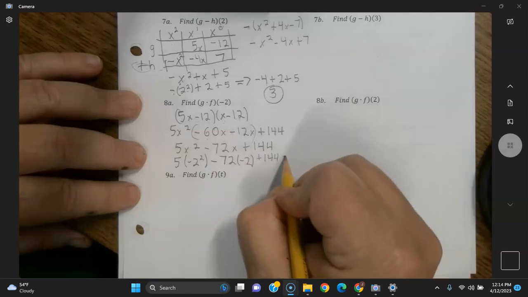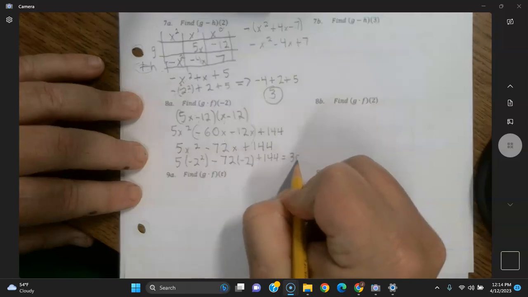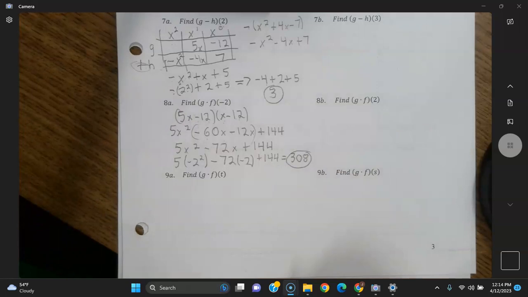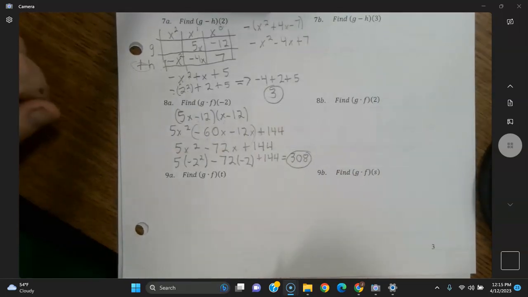Again, do this on a calculator. You don't have to do it in your head. Okay, 308. Okay, and check me if you think I get a wrong answer sometimes. It'll happen. Okay? That's it. That's all you have to do for that. All right?